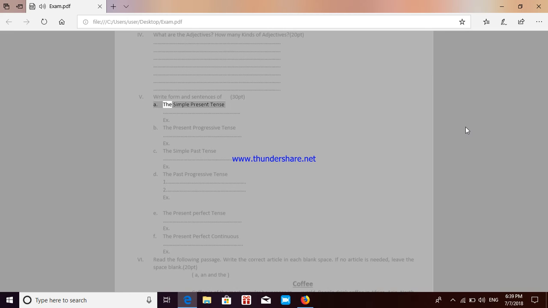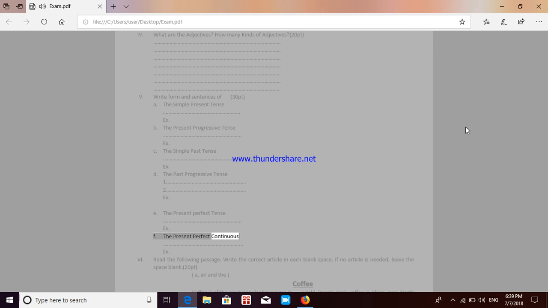A. The simple present tense. B. The present progressive tense. C. The simple past tense. D. The past progressive tense. E. The present perfect tense. F. The present perfect continuous tense.